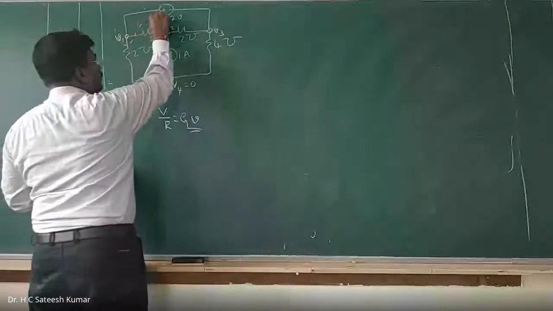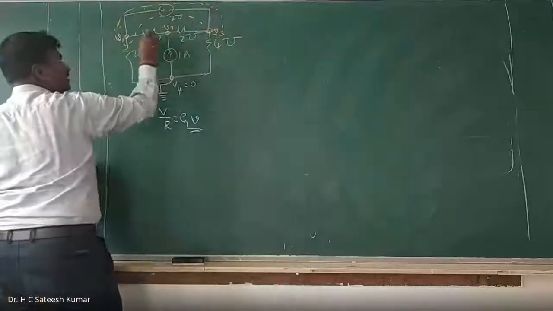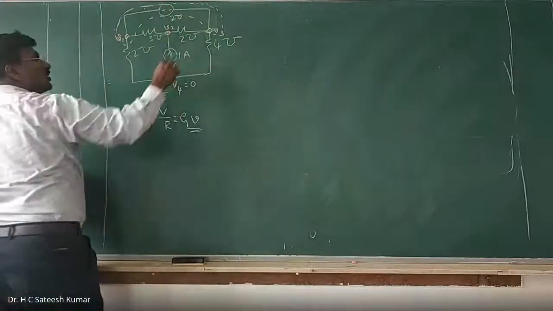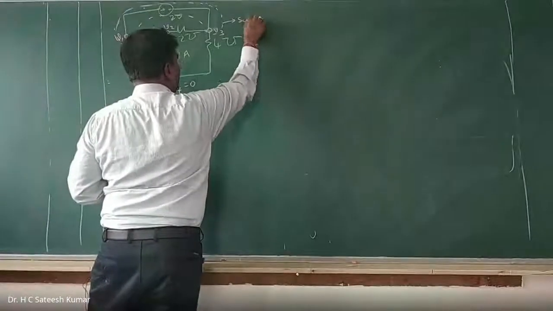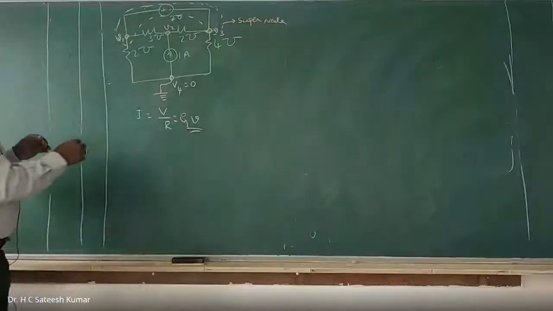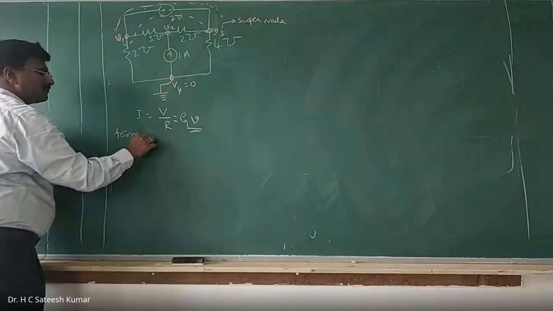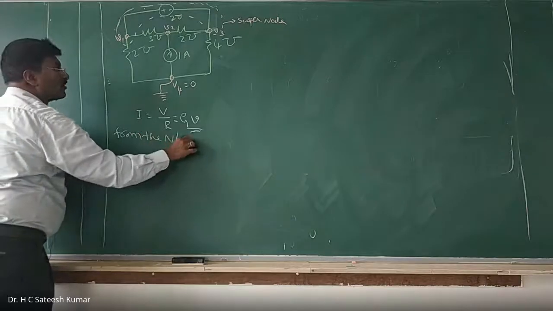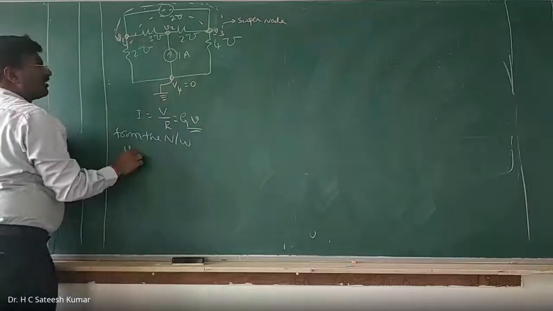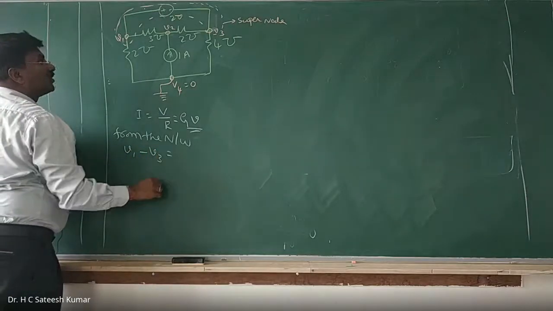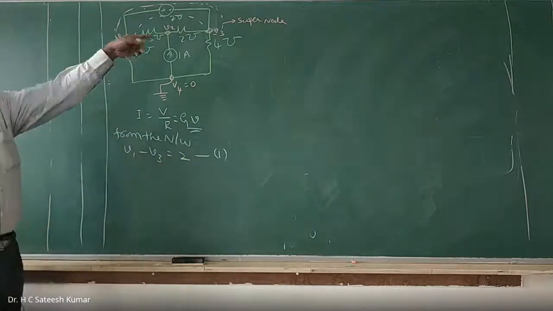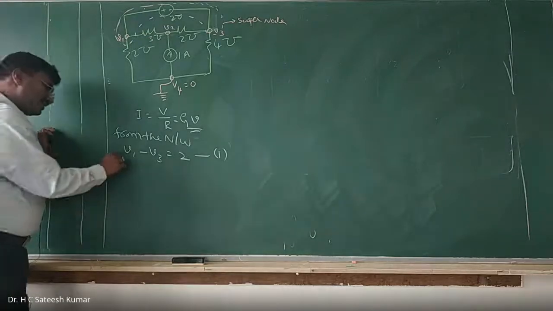See that supernode, how I am making? But this is not supernode. Between these 2, we have only a voltage source. So, supernode we have. Now, from the network, we have V1 plus on this side, no? V1 minus V3 is equal to 2. Call this as equation number 1. V1 minus V3 supernode. Now, KCL to supernode.